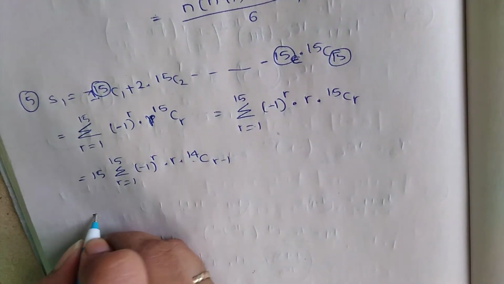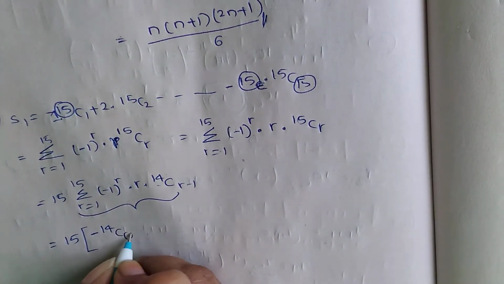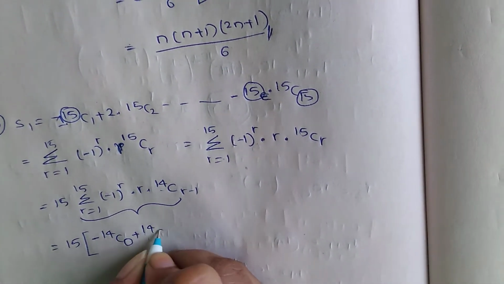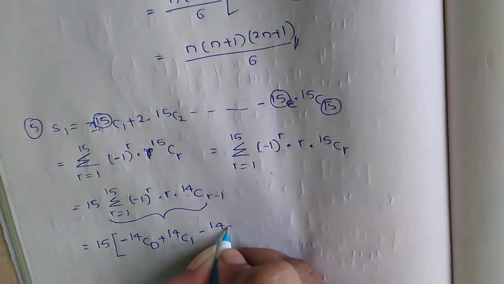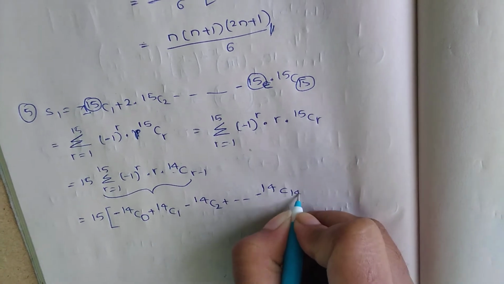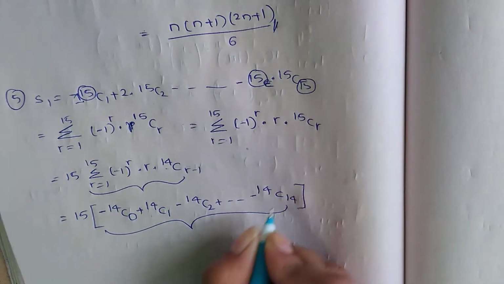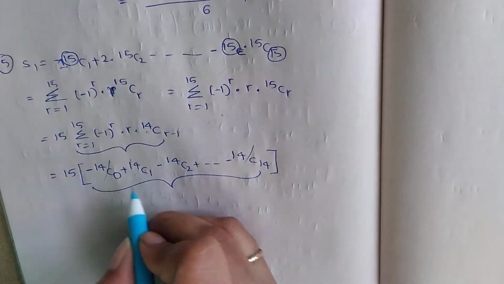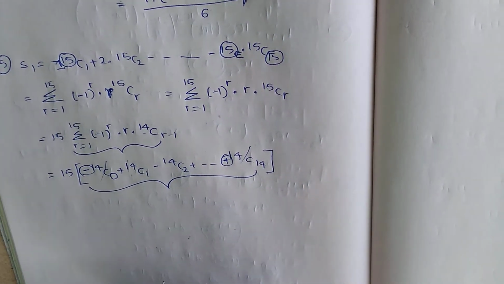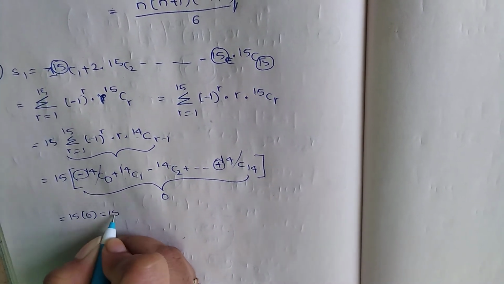If you see, expand this term now. What do you get? 14C0. I'm substituting r values, that's it. Minus 14C1 plus 14C2, and so on up to 14C14. Now, what is this value? All these values get cancelled. Here it is minus, here it will be plus. These all get cancelled. Yes or no? So it will be 0. 15 into 0, which is 0.